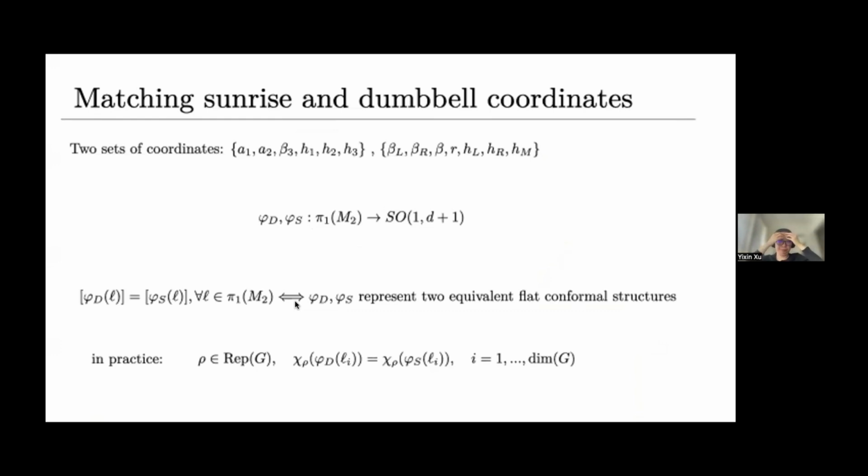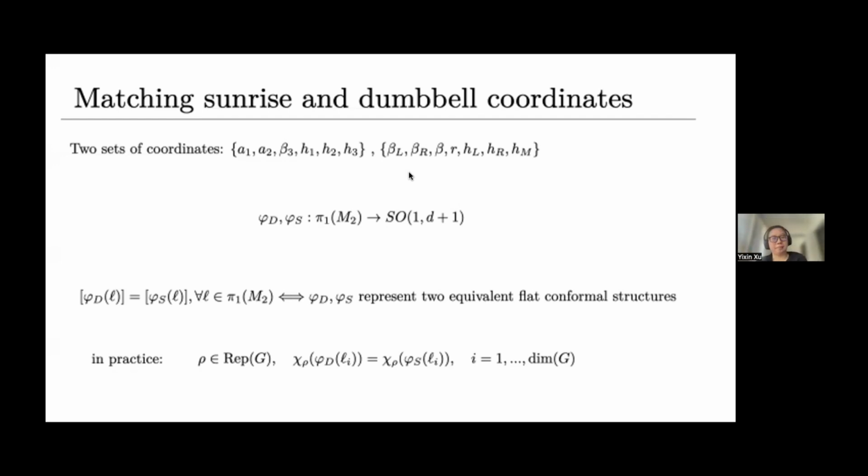So I've introduced two sets of coordinates on the moduli space, right? We have the sunrise channel coordinates, where we have the A's and the betas and the H1, H2, H3. And then we also have the dumbbell channel coordinates, which are beta L, beta R, and also the angular fugacity. The next immediate question is, how do you match the two sets of coordinates, which are supposed to cover the same moduli space?